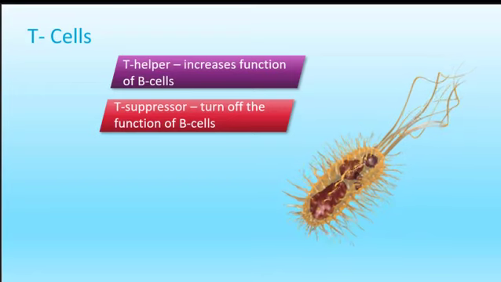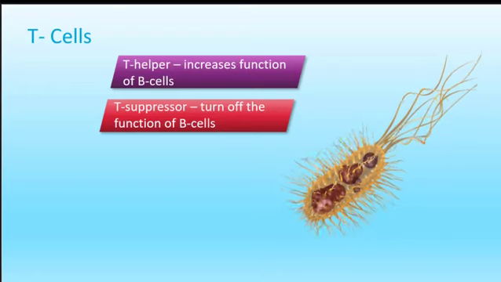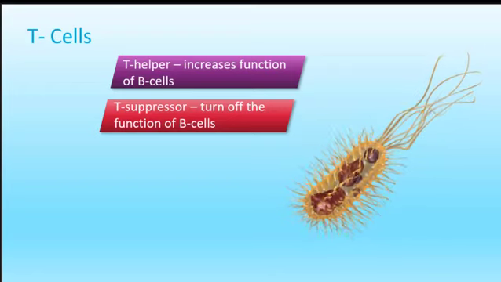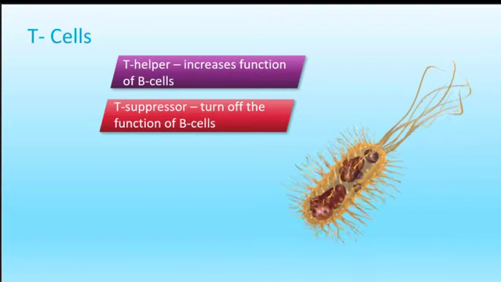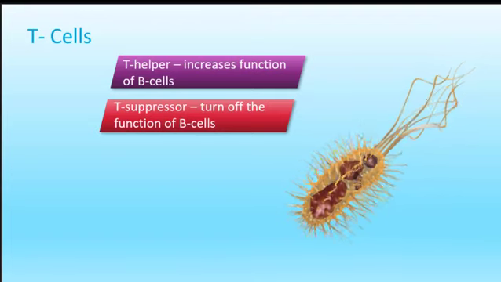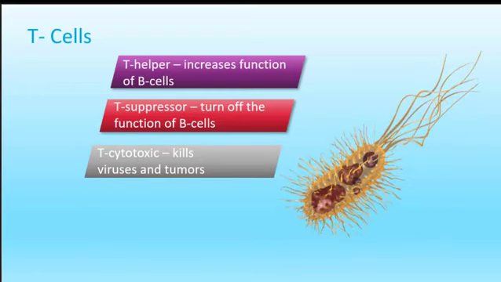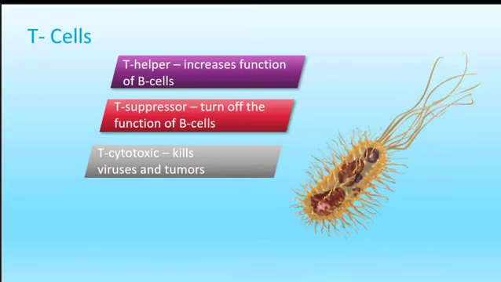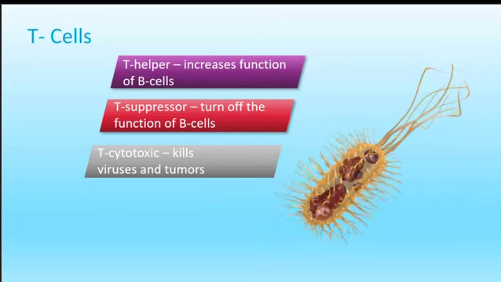They're like, look, you're done, chill out, because we don't want an overreactive immune system that can lead to other problems. So we need some suppressor cells to help those B cells chill. And then we have our T cytotoxic cells, which kill viruses and cancer cells.